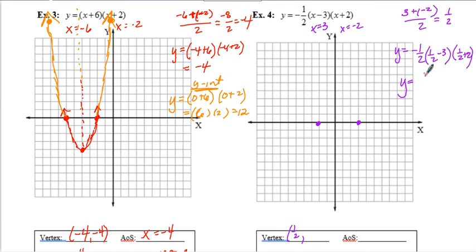We have fraction savvy. So it's negative 1/2 times negative 2.5, or negative 5/2, times positive 2.5, or positive 5/2. All that to say that we have a positive 25/8 as a y coordinate. Again, not gorgeous, not beautiful, but we've found that vertex.